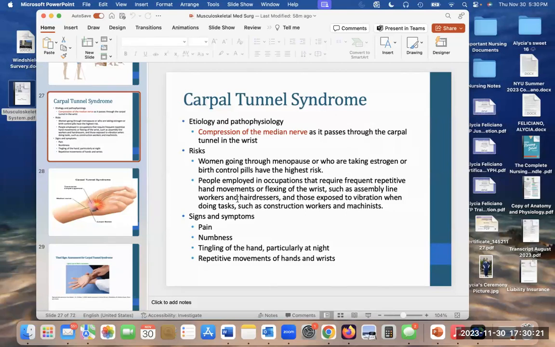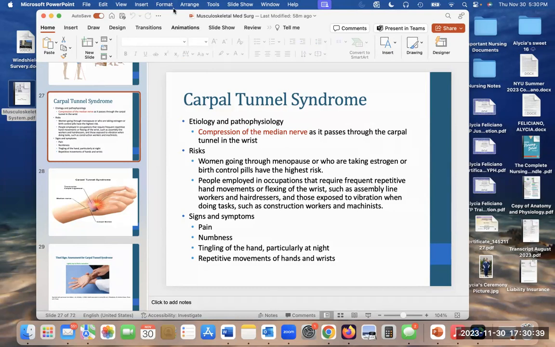But it's a compression of the median nerve. And the median nerve supplies most of your fingers except the pinky and the ring finger, right? It's some of the ring finger, but it's mainly the middle, the index, and thumb. Okay, so risk, really important, right? Who is at risk for carpal tunnel?